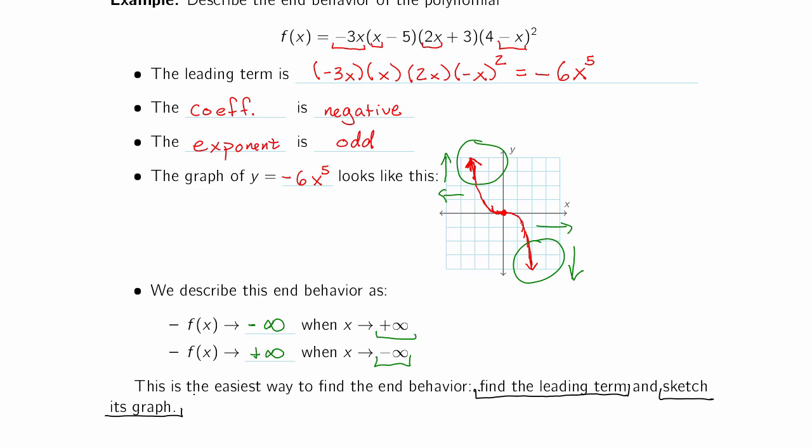Is it U-shaped or S-shaped? Is it right side up or upside down? Do a quick sketch, look at it, and describe the end behavior of the sketch. When x is very, very large, the graph of the entire polynomial looks like the graph of the leading term.